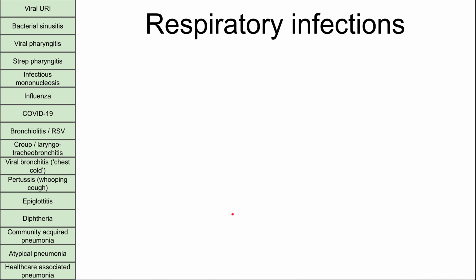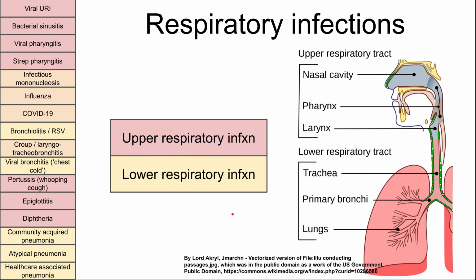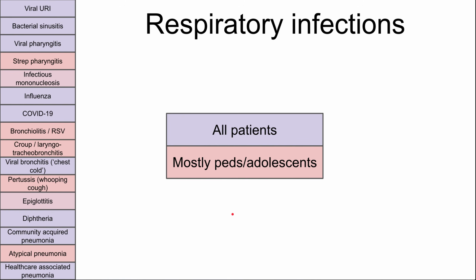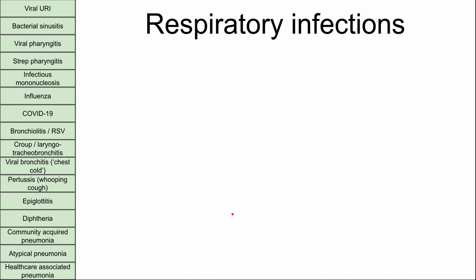And yeah, that's all I had for this. This turned out to be kind of long, but these are the groupings one last time. Viral or bacterial pathogens, upper, lower respiratory tract, diseases that you see in mostly peds or all patients. And again, these are kind of fuzzy categories, and diseases that have vaccination versus those that don't. So this was a video on respiratory infections.